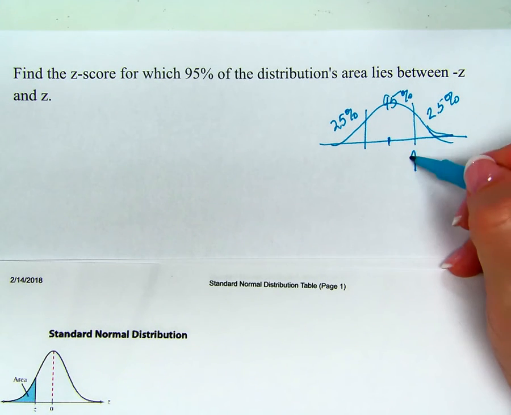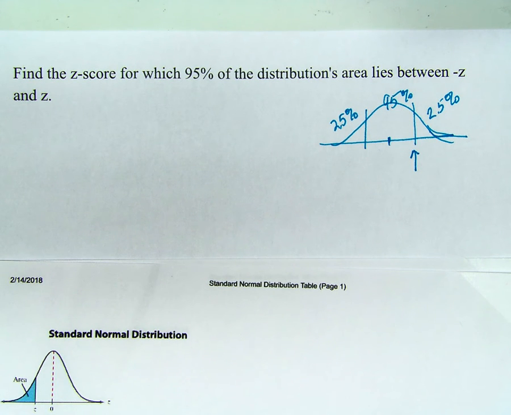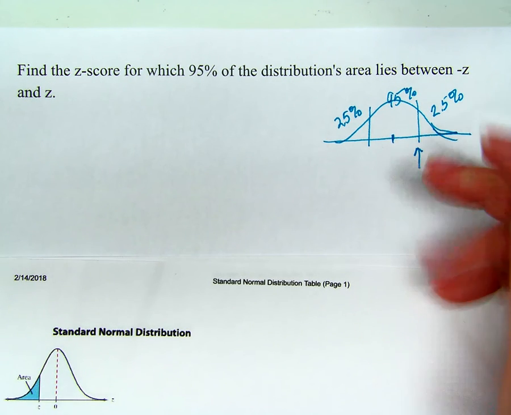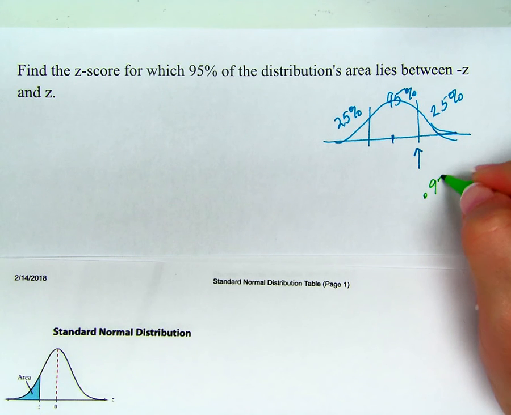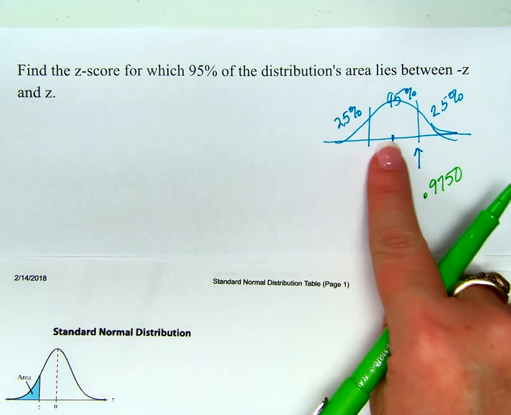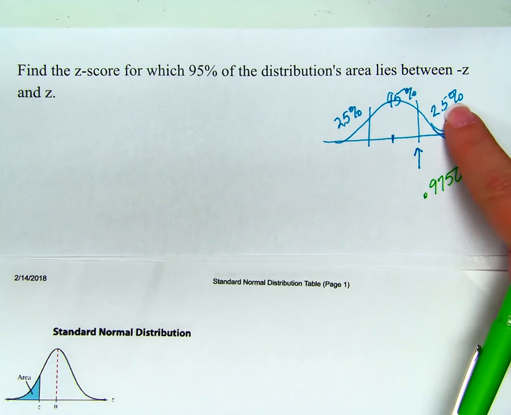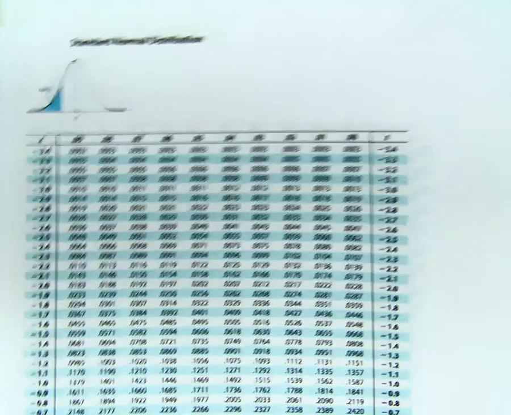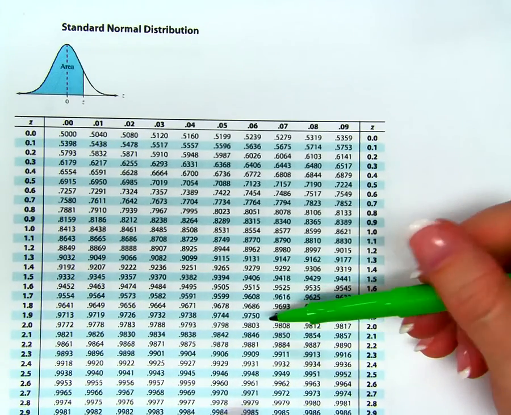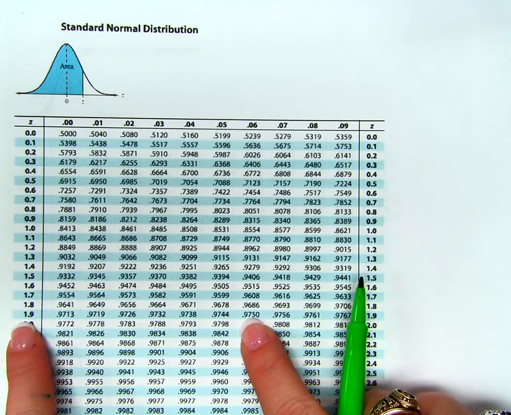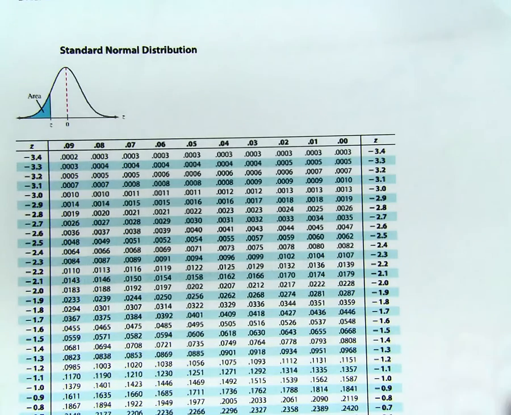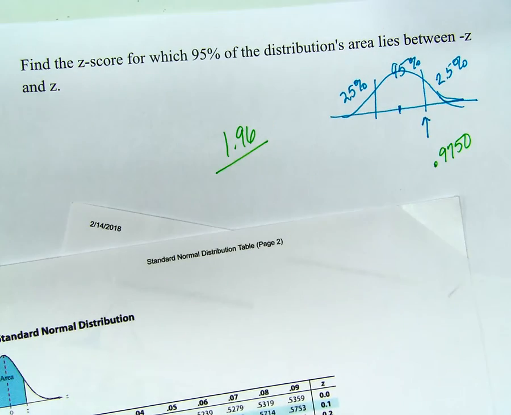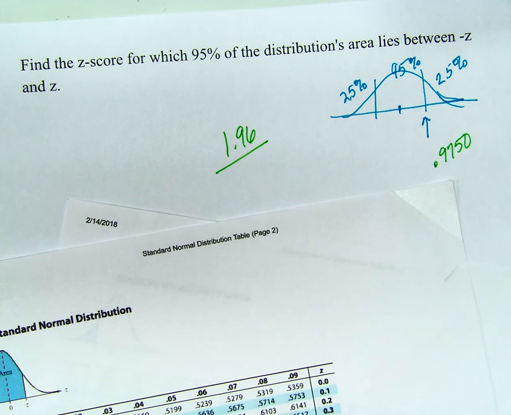So what am I looking for right there? Looking for everything over here, right? To start with. So the number I'm actually looking for is 0.9750, because wouldn't it be all that and all that? Or I could say 1 minus that one, but then wouldn't that still be 0.9750? Okay. So on the chart, other page, 0.9750. 1.96. That's my z-score. Any questions? Okay.